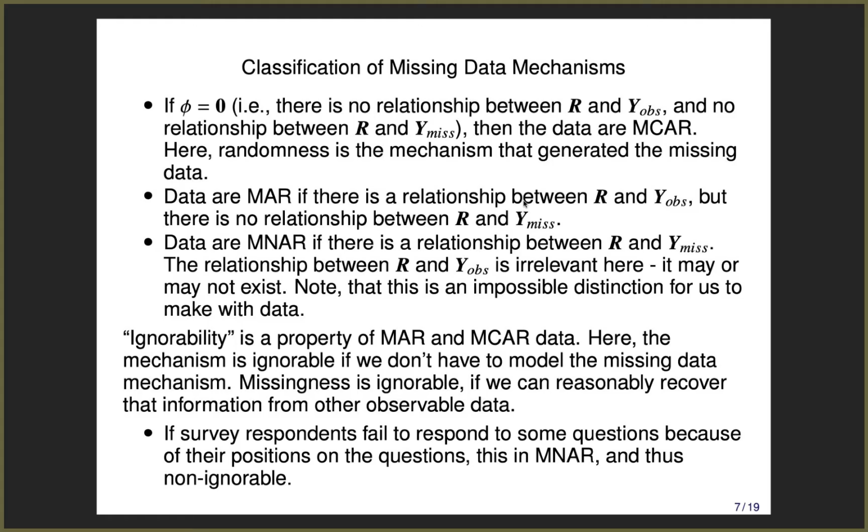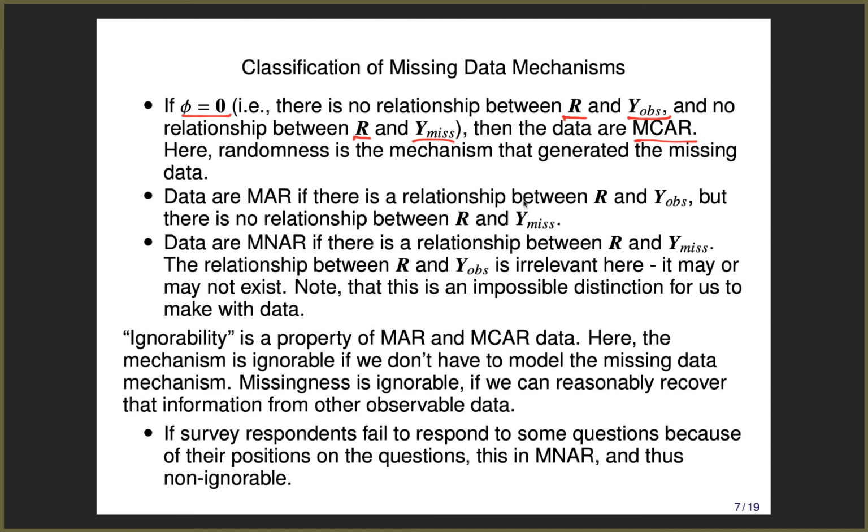So the first case is when phi equals 0. That is, there's no relationship between what we observe and R. That is, we can't predict why observations would be missing based on what we observe. And also, there's no relationship between R and the values that we don't observe. So if we could have observed those, there would still be no way that those would help us predict which observations would be missing or not. And these data are called missing completely at random. So if we're thinking about the mechanism that generates the missingness, it's just randomness. It's just flipping a coin or rolling a die or something like that.